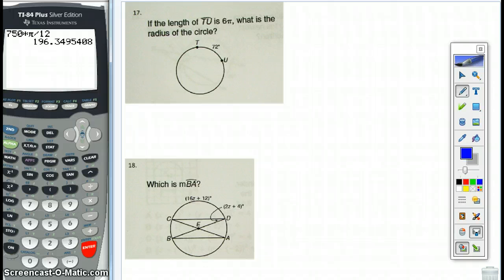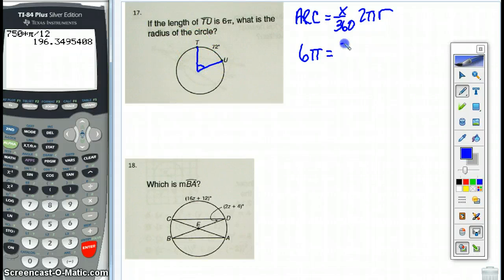On question 17, this time they gave us the arc length. Up here they gave us 6 pi. And you might remember the arc length formula: arc length is equal to some fraction of a circle times the circumference. What they did is they actually gave us the arc length, which is 6 pi, and we're going to work backwards. They gave us here that the arc is 72, so that means the central angle is also 72. And we're trying to find the radius right there.